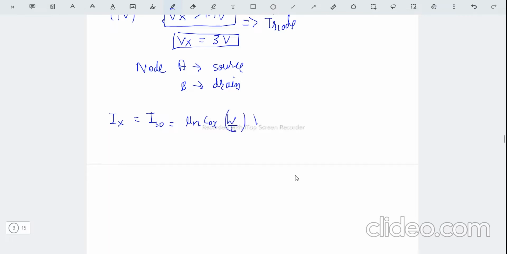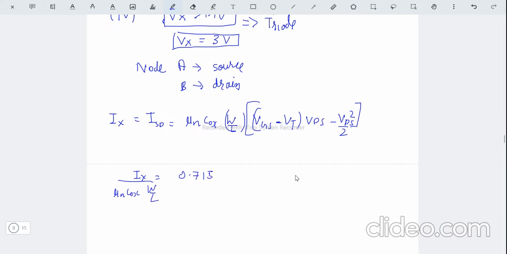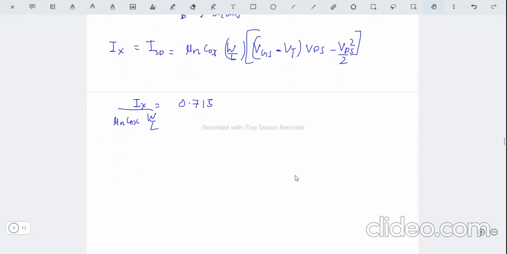we will be using the equation of that triode region, VGS minus VT, VDS minus VDS square divided by 2 bracket. Once we evaluate this, we shall normalize it with mu n Cox W over L. So we will be obtaining a value of 0.715 after substituting all the values.